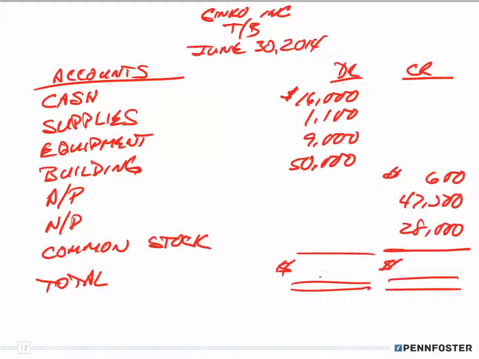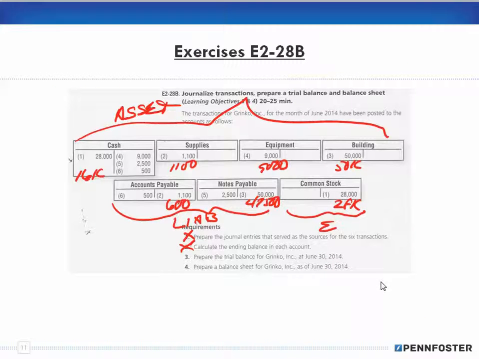Okay, and then of course I add them all up, and when I do, I have 76,100, and when I add up my credits, I get 76,100. And since my balance is equal, that means I haven't made a mistake anywhere. Okay, if they didn't equal, then I would have to go back and find my mistake.